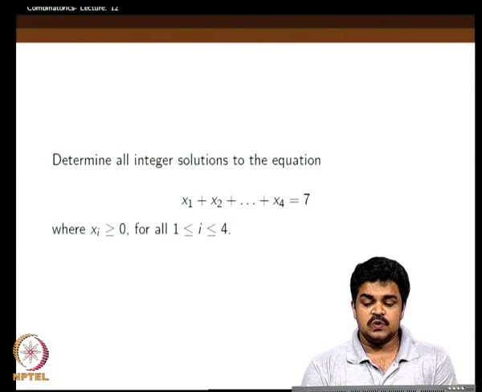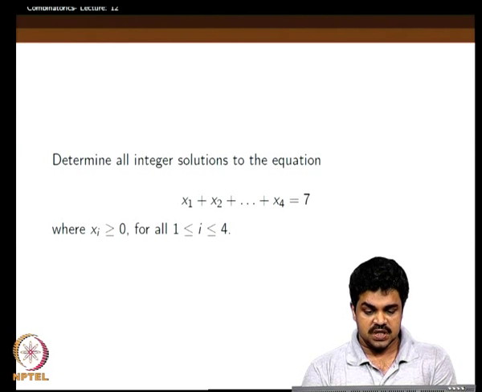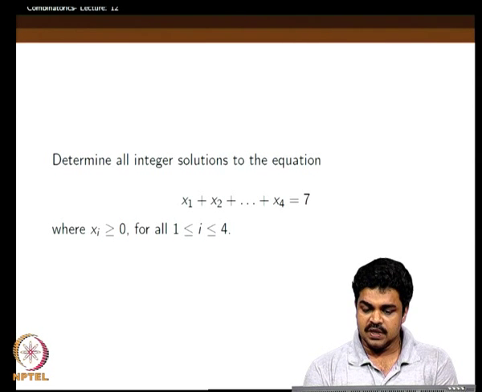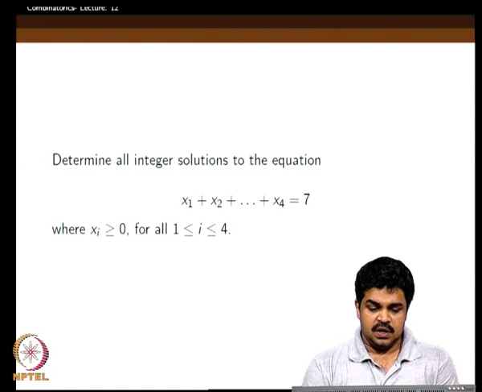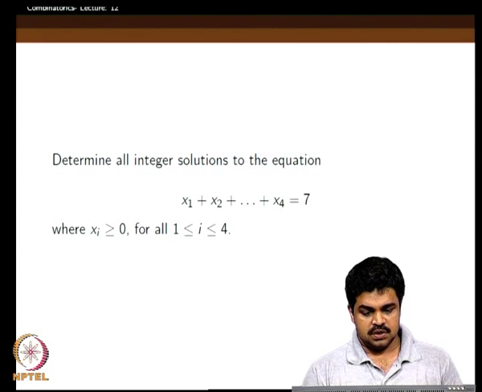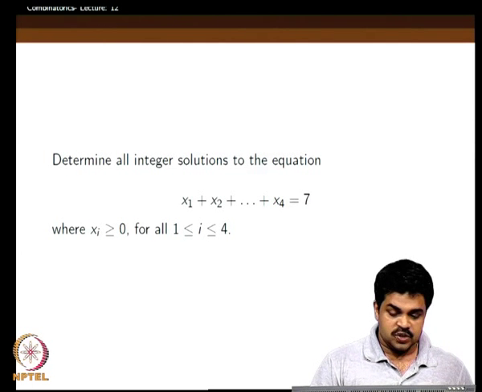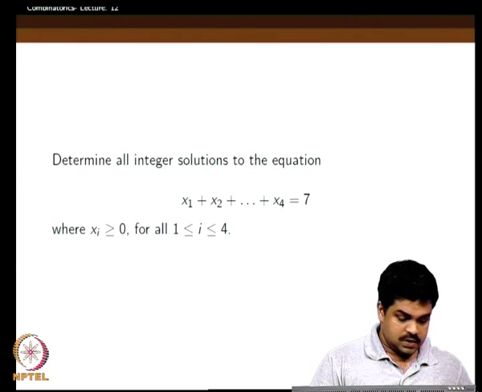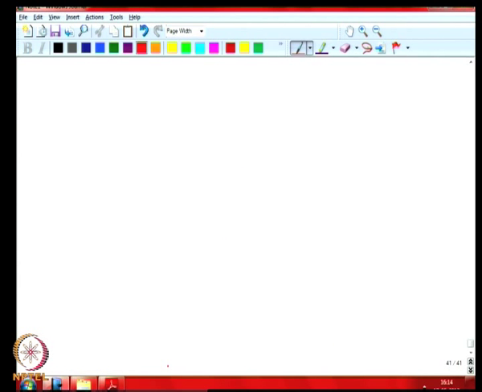Determine all integer solutions to the equation x1 plus x2 plus up to x4 equal to 7, and the xi's are all greater than or equal to 0, that is, non-negative integers. And now, how many possible ways can we get solutions to this, or how many solutions are there for this? So, now I am claiming that this is the same as the problems we were discussing in the last class.